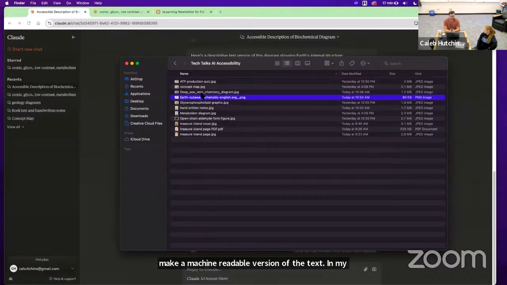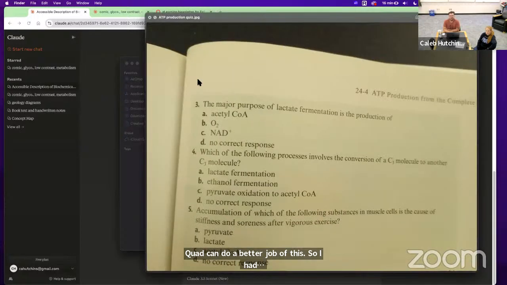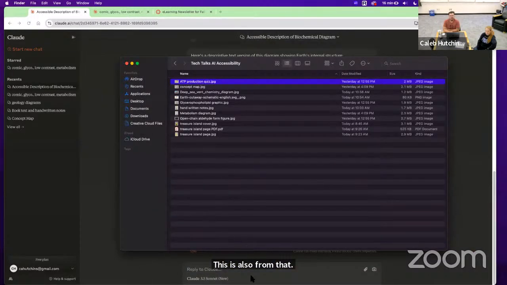Sometimes it is, but oftentimes the formatting is all garbled. It has a bunch of misspellings. It doesn't do a great job of that. So I thought, well, I wonder if Claude can do a better job of this. So I had another one in here. This is also from that organic chemistry textbook. So I'm going to upload this one.